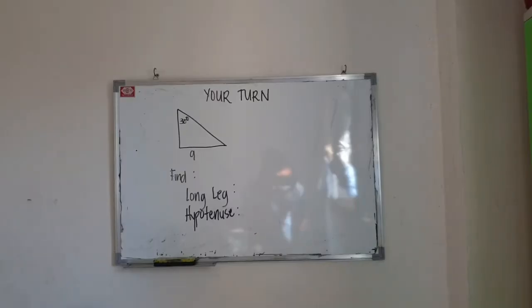Before we proceed with example number 3, it is now your turn. The given is the short leg, which is equal to 9. Then you are going to find the long leg and the hypotenuse. I will give you 1 minute to solve for the long leg and the hypotenuse.